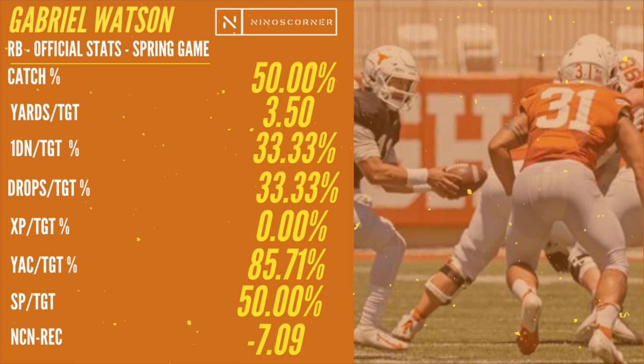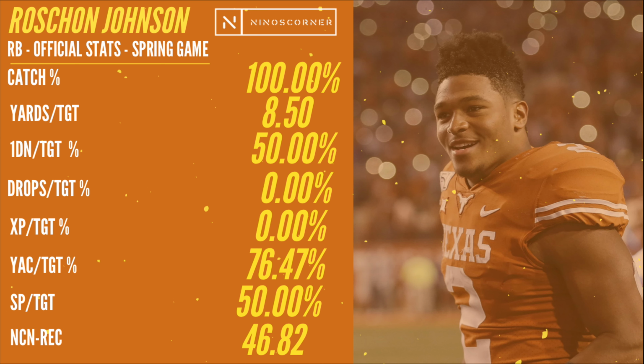Let's take a look at Rojo, who actually led all the running backs when it comes to the NCN receiving at 46.82. Rojo had 2 targets, 2 receptions, 100% catch percentage, 17 yards, 1 first down when it comes to the receiving. Let's see what else he had. 1 successful play and 13 yards after catch.